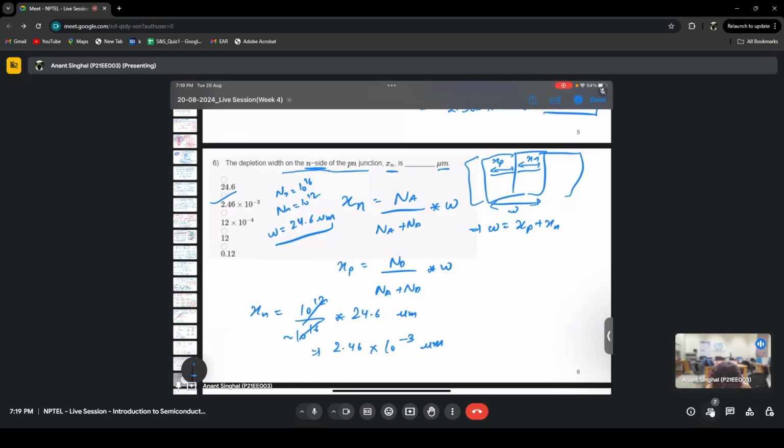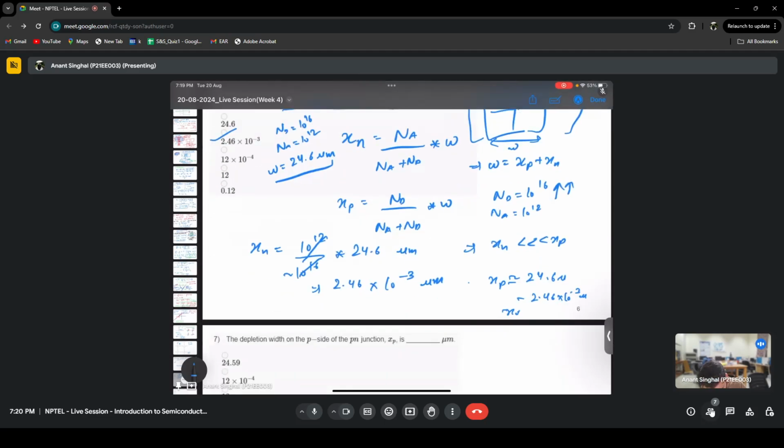You see one thing here. We know that Nd in this question is 10 raised to 16 and Na is 10 raised to 12. So Nd is very, very high compared to Na. What it means is Xn will be very, very much less than Xp. The total width is 24.6 micrometer, and almost all of it is Xp. 24.6 micrometer minus this 2.46 times 10 raised to minus 3 micrometer will be Xp.